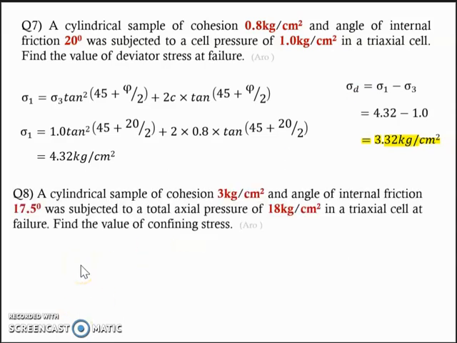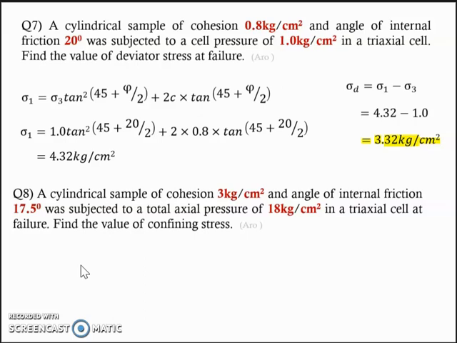The next question is quite similar, but with one difference. A cylindrical sample of cohesion 3 kg per centimeter square and an angle of internal friction 17.5 degrees was subjected to a total axial pressure of 18 kg per centimeter square in a triaxial cell at failure. You're asked to find the value of the confining stress.